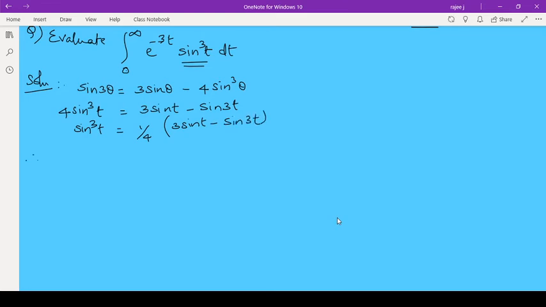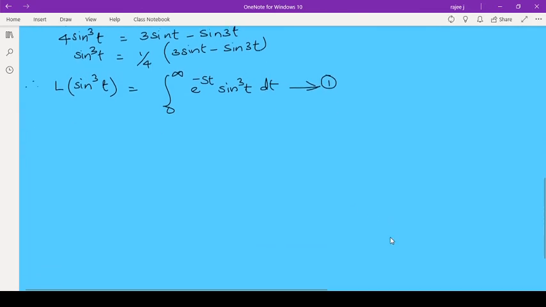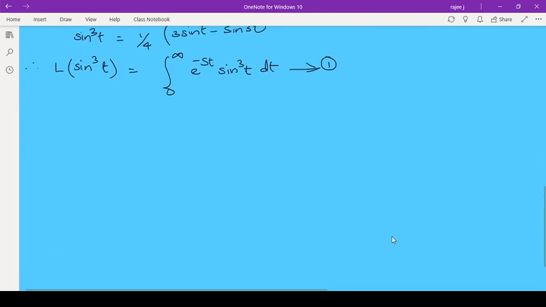So now again by definition, L of sine cube t is equal to integral 0 to infinity, by definition of Laplace transform, L of f of t is 0 to infinity e raised to minus st f of t dt. Here f of t is sine cube t. So keep it here. Now we will solve what is this L of sine cube t.